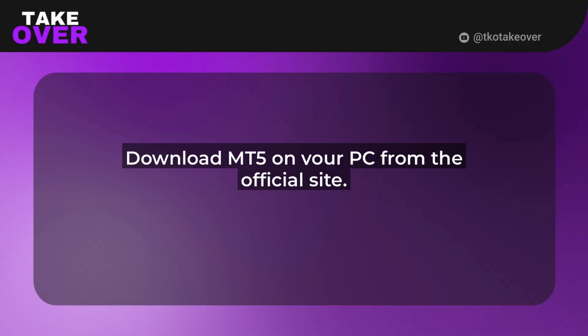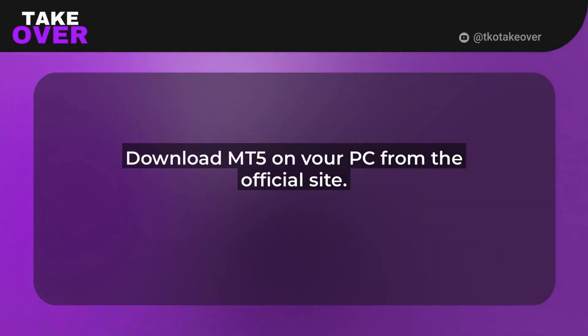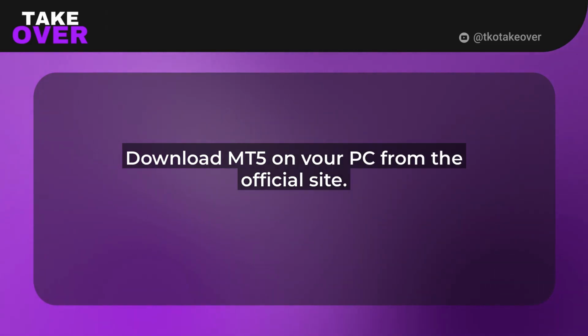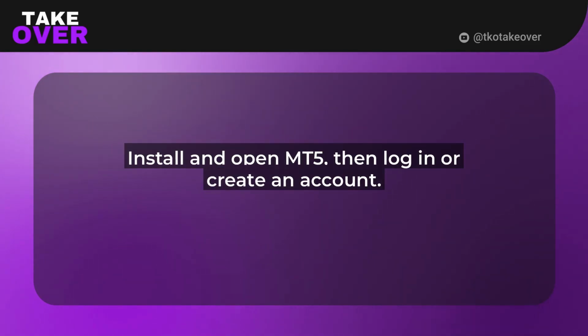Start by visiting the official MetaTrader 5 website or the Exness platform to download the MT5 software. Once it's downloaded, install it on your computer. It's a straightforward process that usually takes just a minute or two. After installation, open MT5 and create a new account or log in with your existing one.